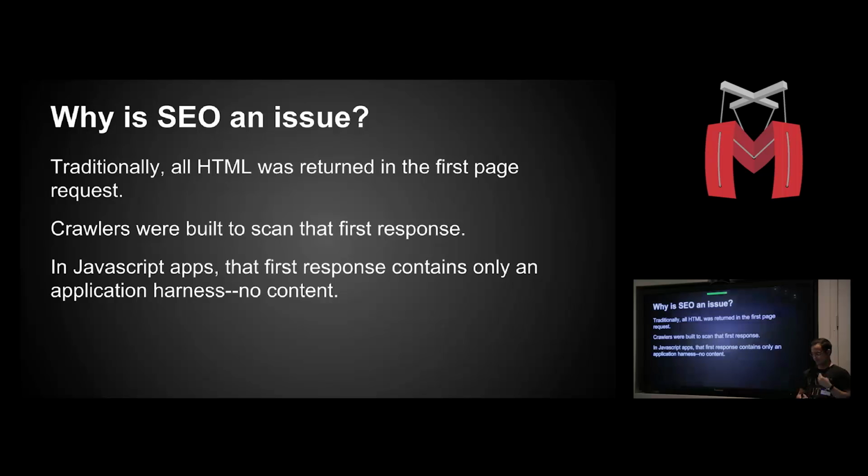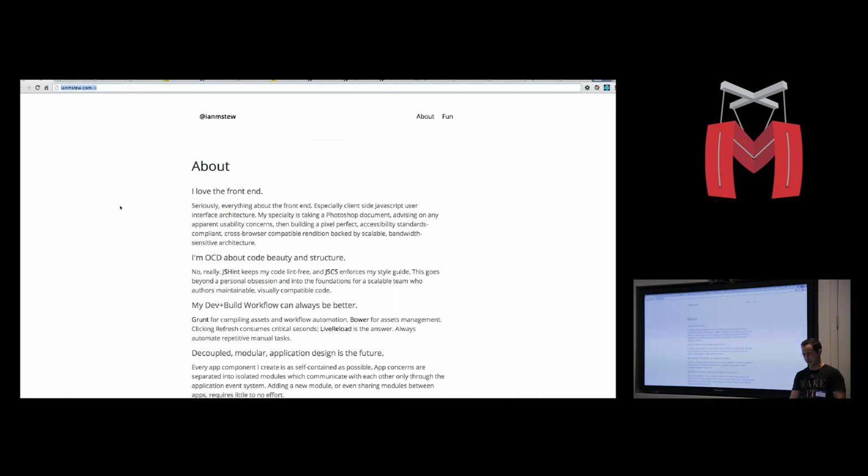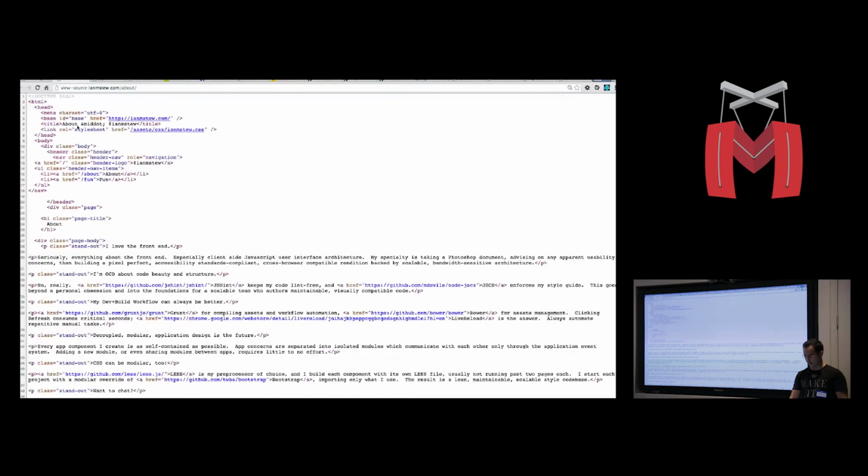JavaScript apps, however, full-blown client-side JavaScript apps like Marionette and Backbone and Angular and Ember, their first HTML response contains only a small application harness and no content whatsoever. To show you what I mean, take my home page for example. This is built with a static site generator. This is pure HTML, and as you would expect, all of that content is in the embedded HTML in that very first response from the server.